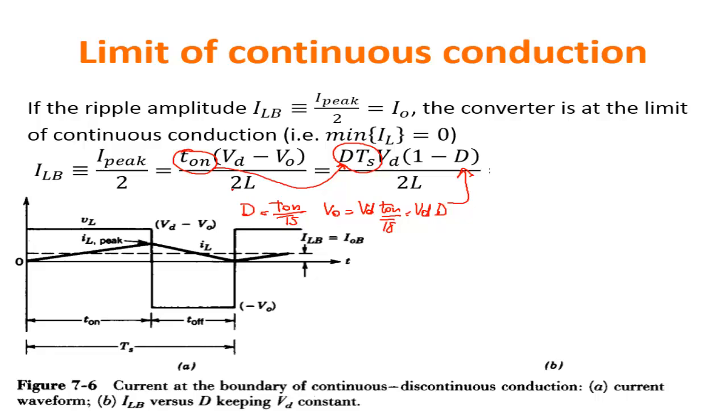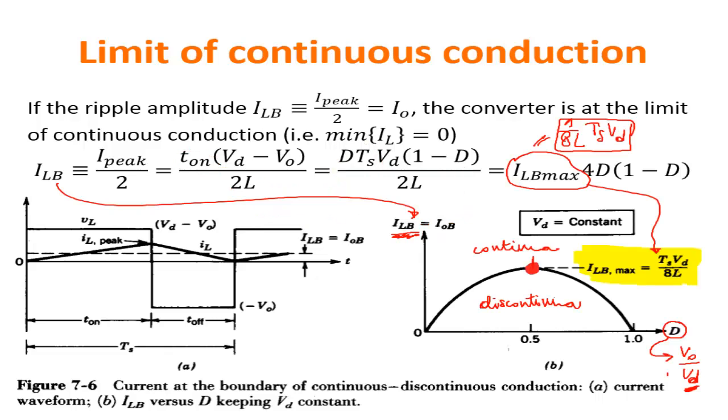And then if we put all the things together, what we can do is the following thing. We can collect Ts times VDD over 2L and actually add a 4 here and multiply by 4 the numerator. And then we call this part I lbmax.